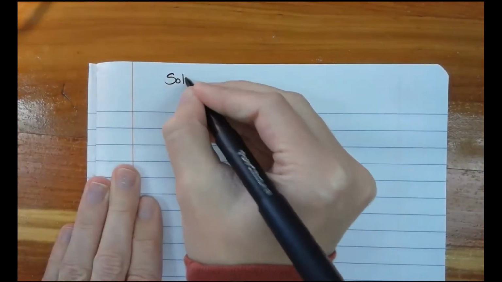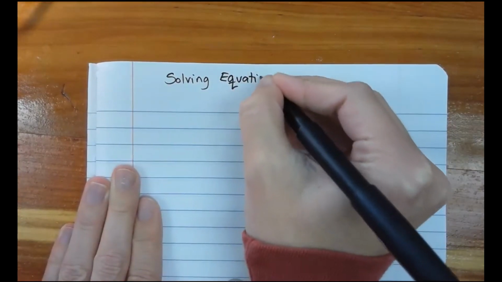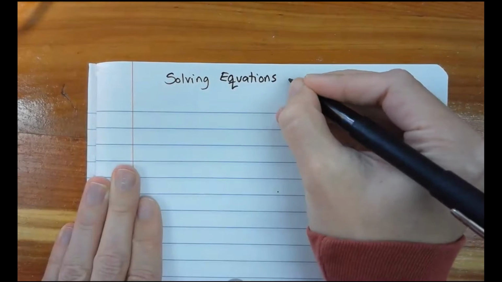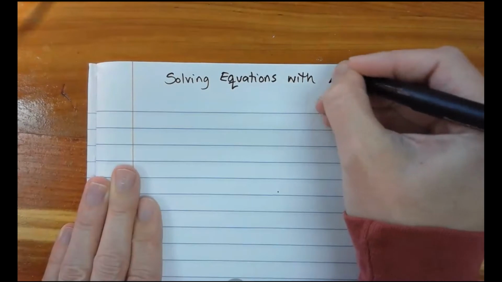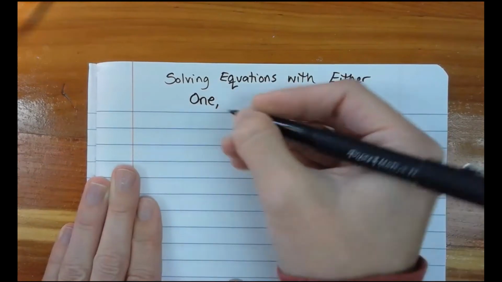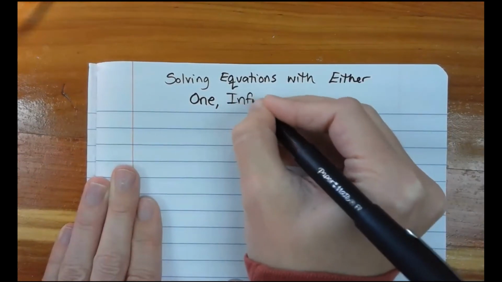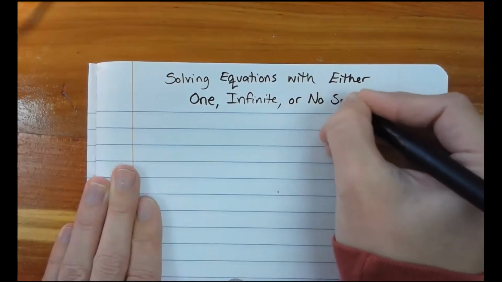All right, algebra students, we are in our equations unit, so we're still in unit 2, and today we're going to be looking at solving equations with either one, infinite, or no solutions.